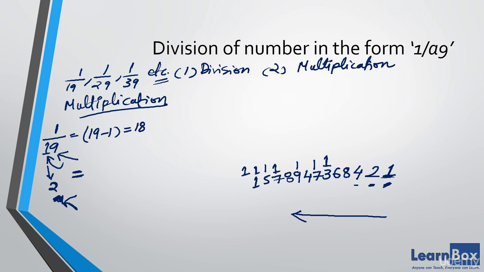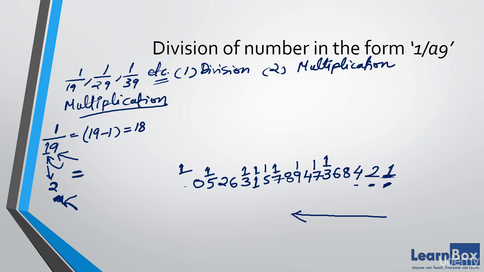Again 2 into 1 is 2 plus 1, 3, so this is 3. 2 into 3 is 6. 6 into 2 is 12, 2 here, 1 carried forward. Again 2 into 2 is 4 plus 1, 5. Now 2 into 5 is 10, 0 here, 1 is carried forward. Now 2 into 0 is 0, so we'll stop here.